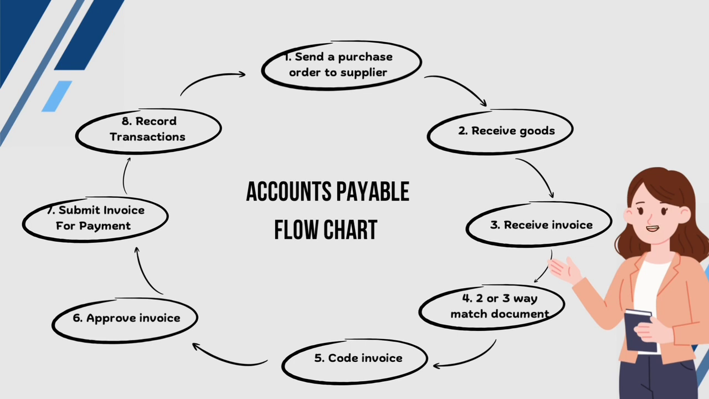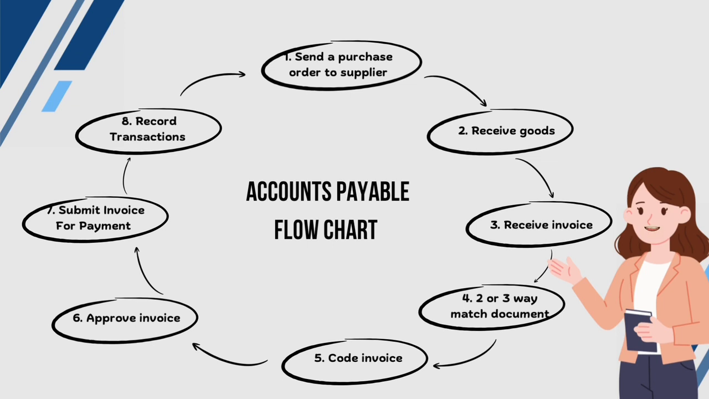Fifth, once verified, the invoice is coded, meaning it is assigned to the correct account in the accounting system. Sixth, next, the invoice is approved by management to ensure it is valid. Seventh, the invoice is then submitted for payment either through bank transfer, check or other payment methods. Eighth, finally, the company records the transaction in the accounts payable ledger and financial statement.